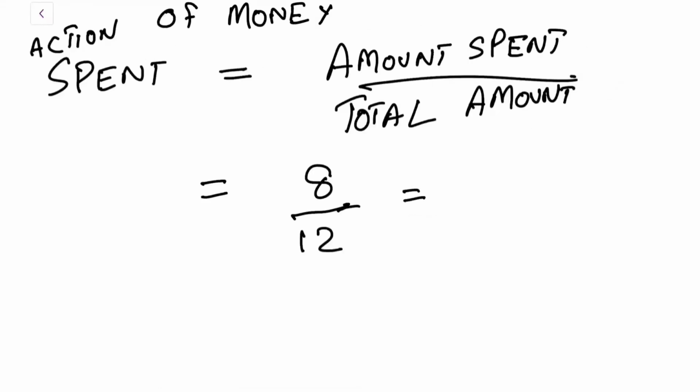If you simplify this, you can see that 4 is the HCF. So you divide numerator and denominator by 4. You get the answer as 2 by 3. And this is the fraction of money spent. Now they've also asked you to find the fraction she saved. How do we do that?